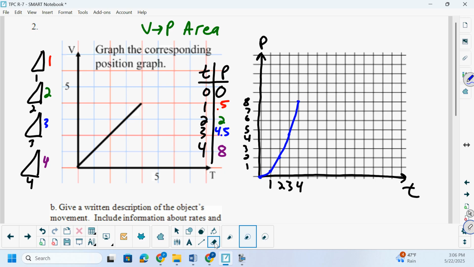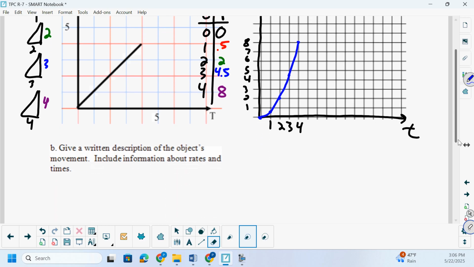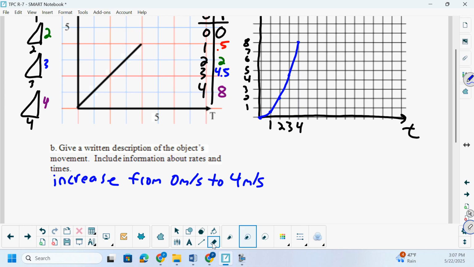Part B is one of the trickier parts for this one, because we like to describe it off the velocity graph, but our velocity is changing. So we can say that we increase from 0 meters per second to 4 meters per second, and then we'll tell for how long that occurred. So over 4 seconds. And this makes it clear that the velocity was changing and over what period of time it was changing.